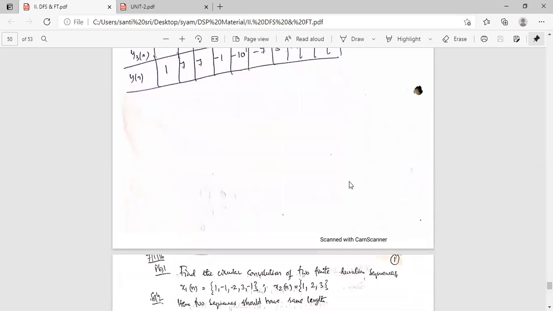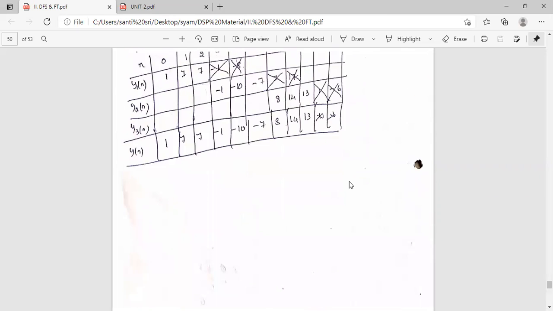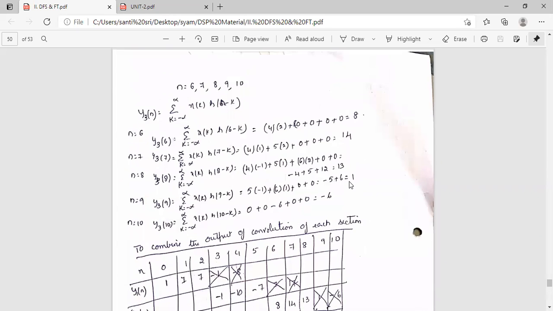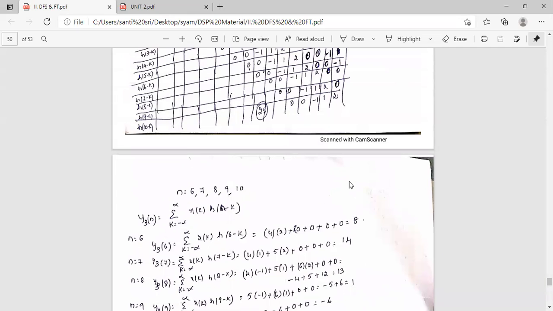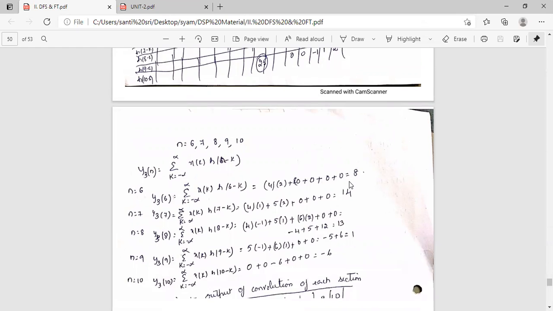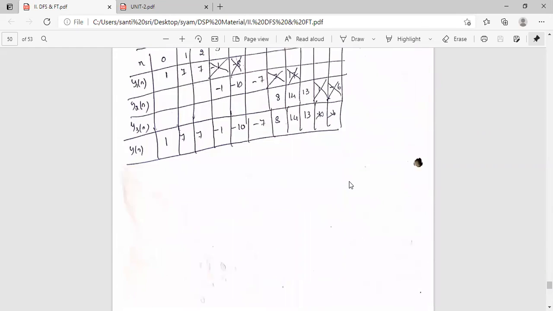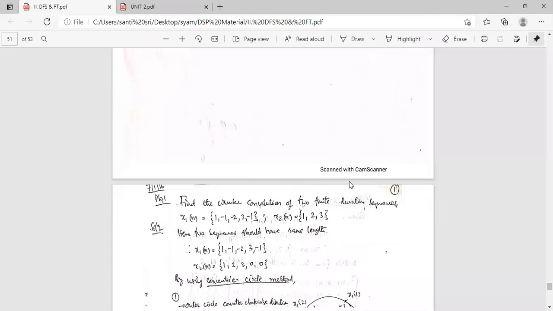So this is the overlap save method. Here we have two methods, and either of the methods we can solve this problem. So this is about the linear convolution. Next, coming to the circular convolution.